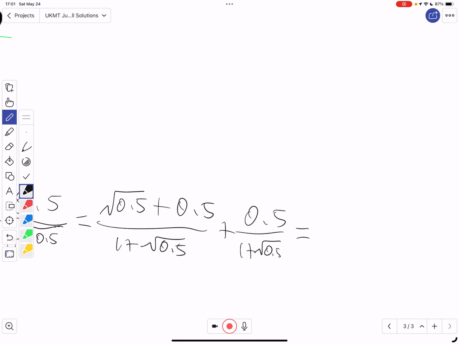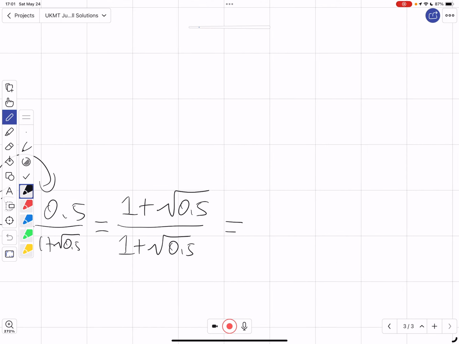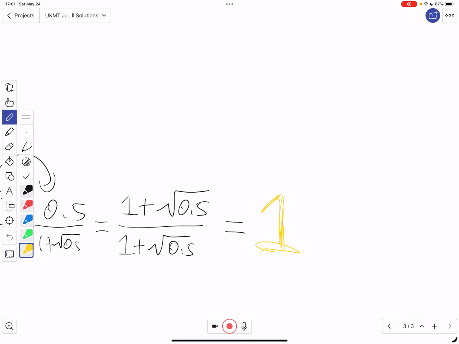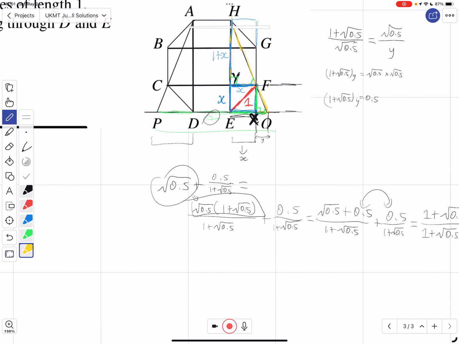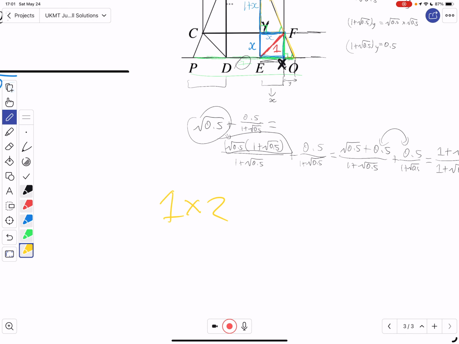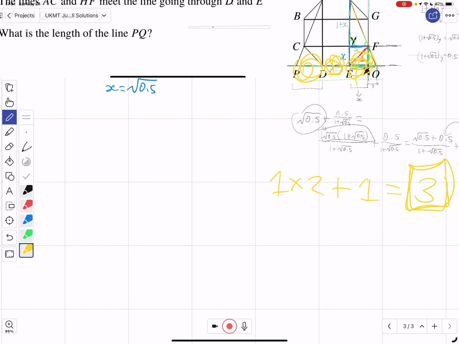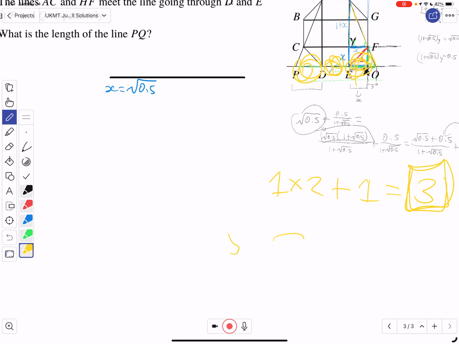And this is equal to 0.5 plus 0.5, which is 1, plus the square root of 0.5 over 1 plus the square root of 0.5. And this is equal to 1. The length is 1. Woohoo! We know the length is 1. We multiply it by 2 from before, because this bit and this bit, I know my drawing's very messy, sorry, plus this middle one, and you get 3. And that is our answer from all of that. So the answer to this question, the length of PQ, is 3 centimeters, and that is our answer.